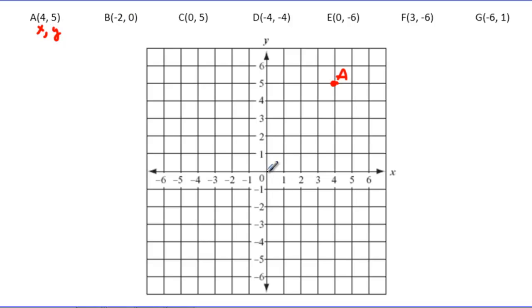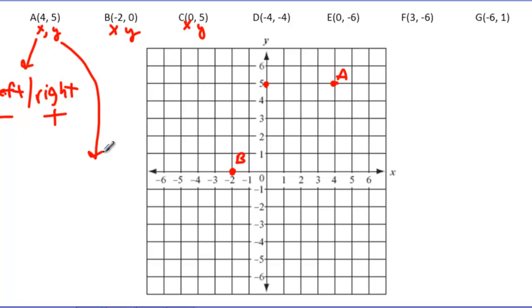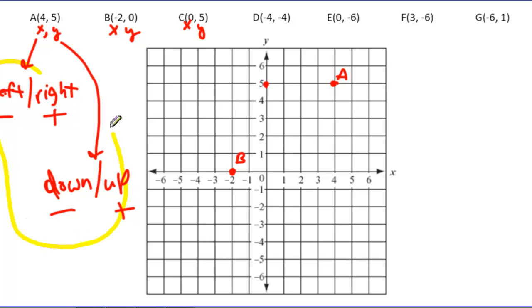B, start at the origin, go to -2, and then don't go up or down. Let's take a look at C. Don't go left or right at all, go up 5. So again, when we see a 0, that's telling you not to move in that direction. So x, once again, is left or right, depending on if it's positive or negative. Negative is left, positive is right. Y is down or up. Down is negative, up is positive. These are 2 things that you need to have in if you want credit for your homework. Make sure you have this written down.